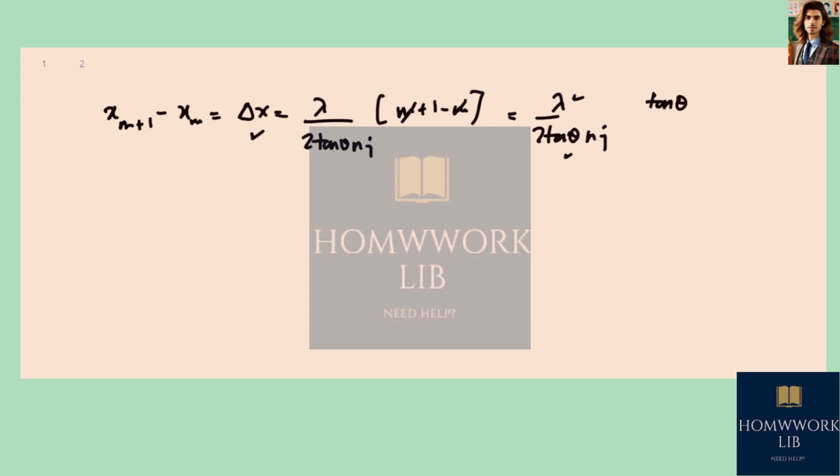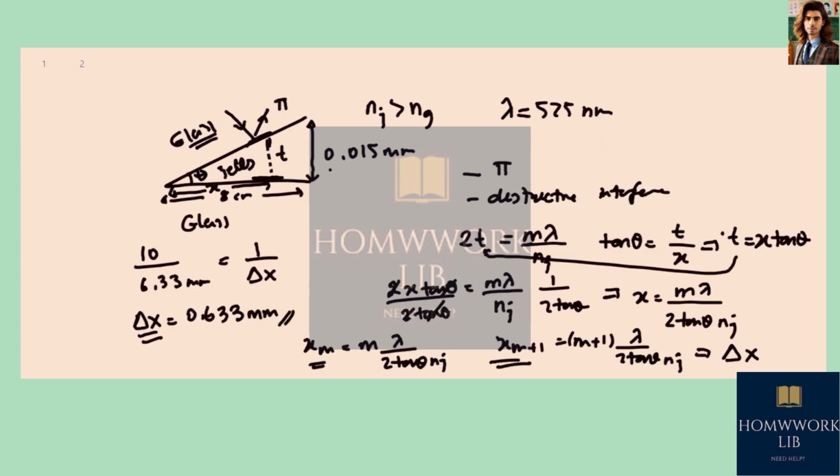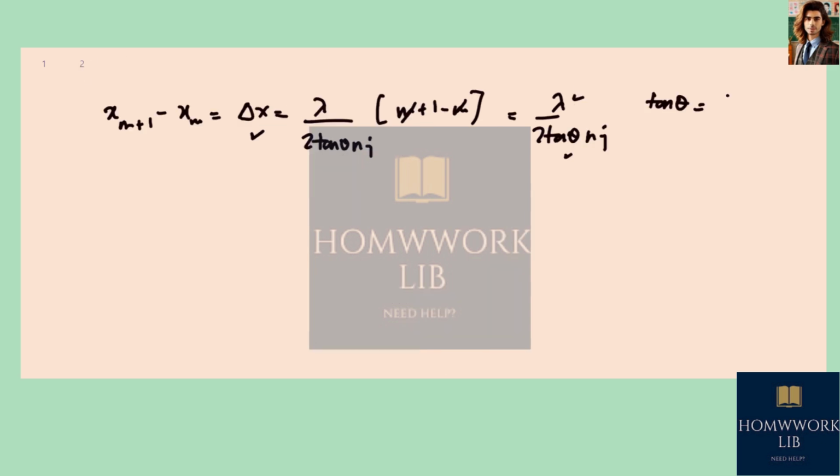Let's reinforce that. From the figure, the first page, tangent theta would be this number, the thickness of the foil, divided by the length of the glass slab, right? So it's going to be 0.015 times 10 to the power of negative 3 meters divided by 8 times 10 to the power of negative 2 meters. Let's keep it on the side. We'll plug it in when the time is right.